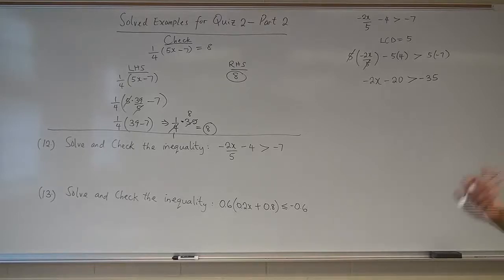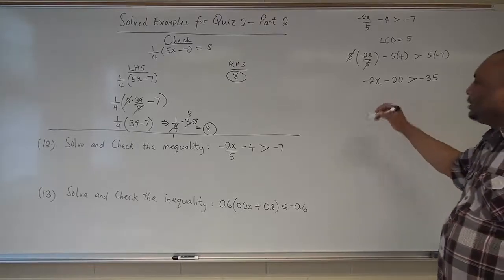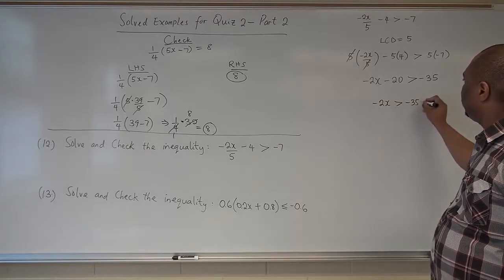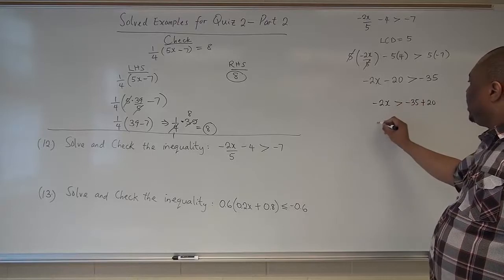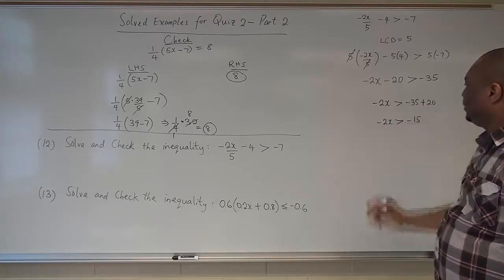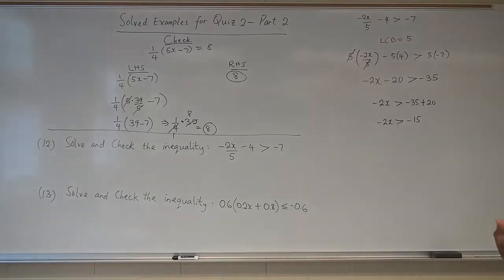What do you do next? You add 20 to both sides. We have negative 2x greater than negative 35 plus 20. We now have negative 2x greater than negative 15. You owe 35, you have 20. That means you owe 15.